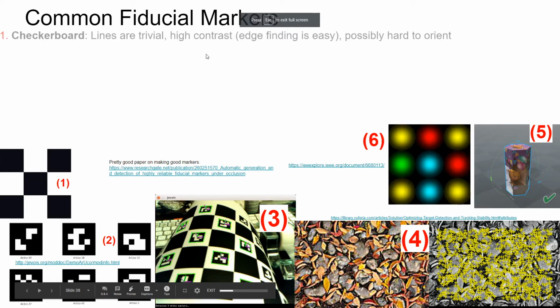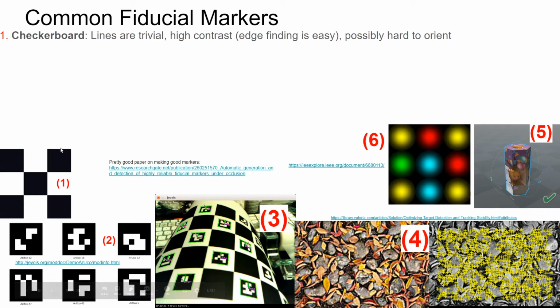Some common markers are the checkerboard. The checkerboard is nice because lines are trivial, so it's very easy to get from a curved edge in a distorted image to a line on a checkerboard because it's not very hard to find the lines. There's high contrast so that the edge finding in computer vision is very easy. You know where the edge is because there's going to be a sudden jump from black to white.